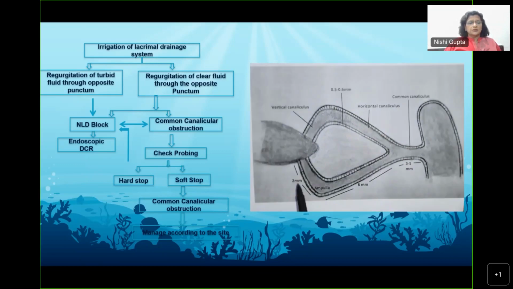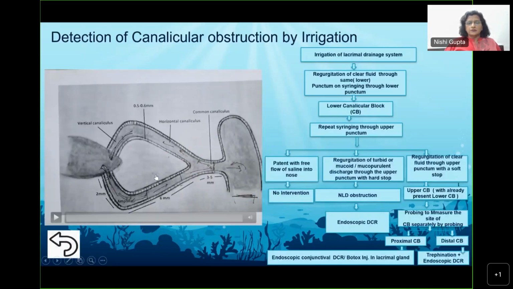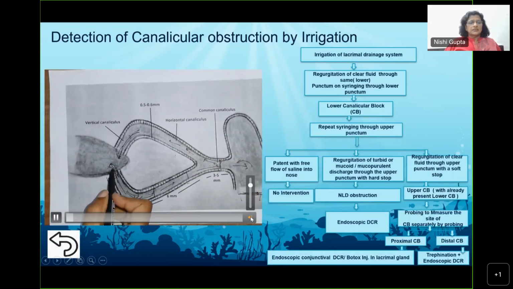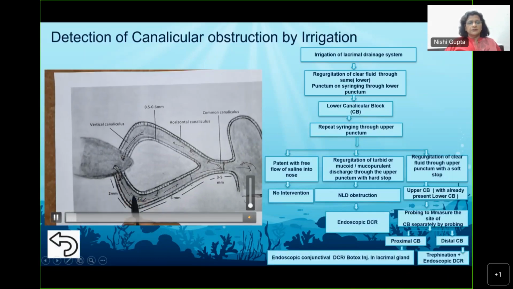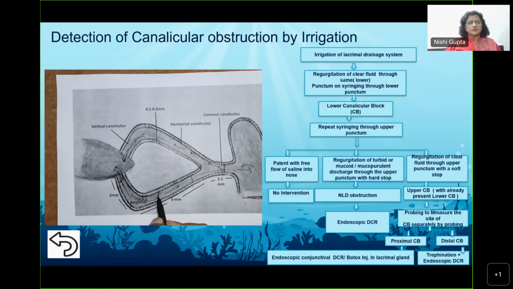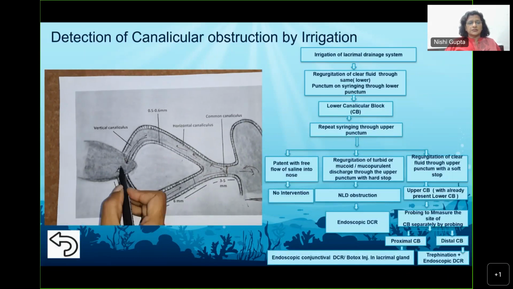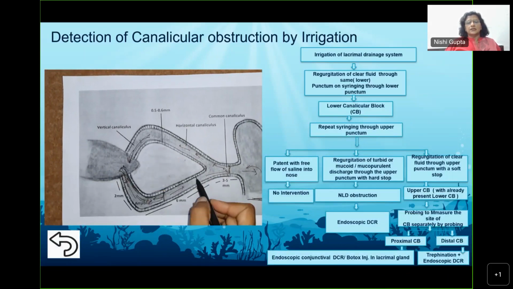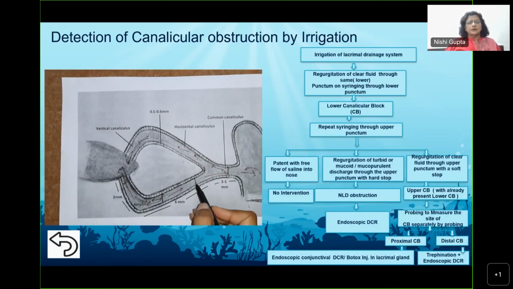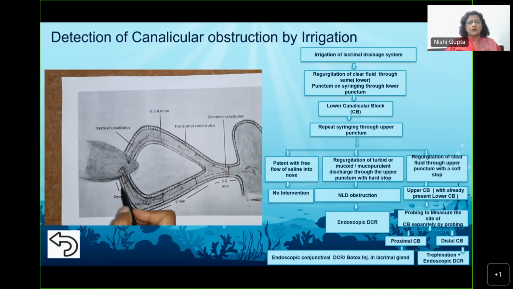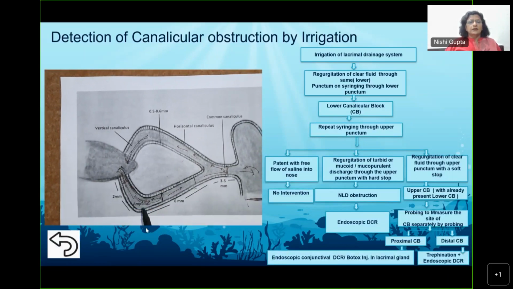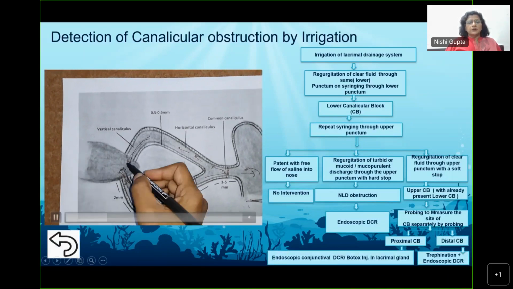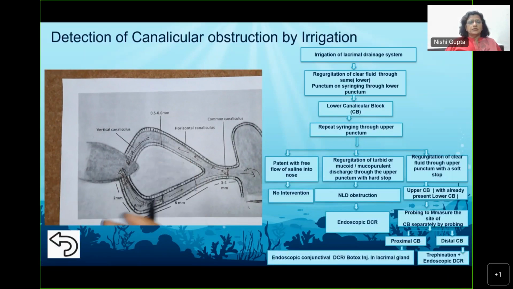So in probing, I'll again show this short video. In this, we can see that as my pen is moving, this regurgitates from this side because there is canalicular obstruction. So if it comes back through the same punctum, that means there is isolated canalicular obstruction, and the fluid comes back at any level, either at this level or at this level. So what we recommend in that situation is that you perform syringing through the upper punctum.